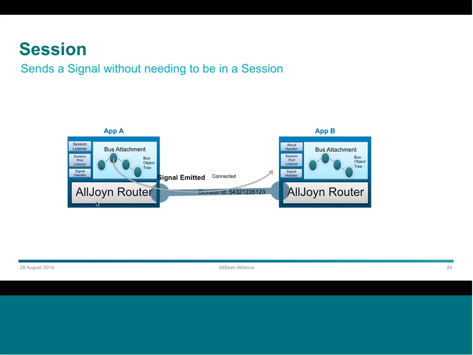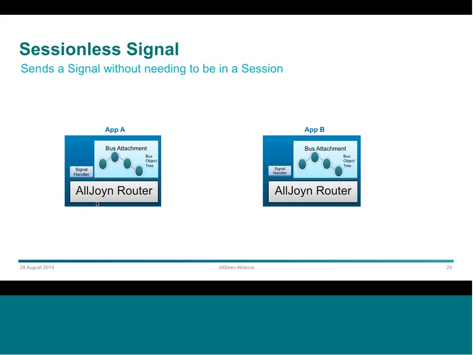So to complete the process, emitting a signal, it'll travel across and it will go to the registered signal handler there over in app B. Now I said sessionless signal because it's pretty powerful. It's going to simplify your life if you use this. Here's how a sessionless signal works.